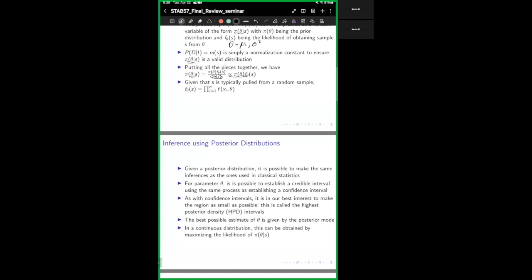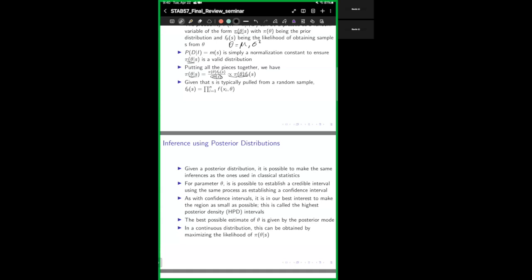For a parameter theta, it is possible to establish a credible interval using the same process as establishing a confidence interval, given our posterior belief of theta. As with confidence intervals, it is in our best interest to make this region as small as possible. Typically for symmetric distributions like the normal distribution, this will be centered about the mean. For a different kind of distribution, maybe an exponential distribution, it may start from 0.